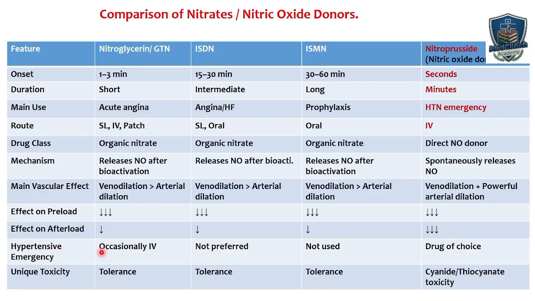So for hypertensive emergencies, this one may be used occasionally, but not so much. This one is not preferred. This one is not used because it is given prophylactically. This one is the drug of choice. Nitroprusside is a very good drug when it comes to hypertensive emergencies. When it comes to toxicity, the three are somewhat tolerant, but the last one may cause cyanide toxicity. So don't forget, sodium nitroprusside can cause cyanide toxicity.